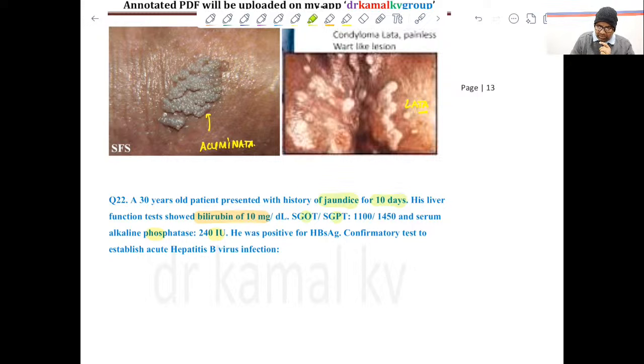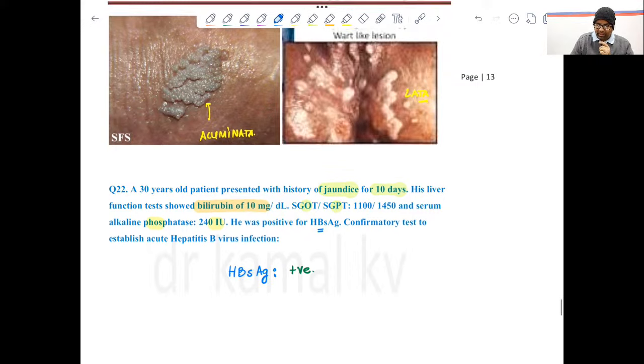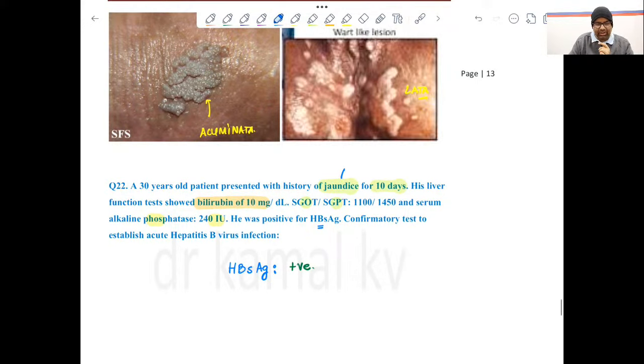Now the patient is positive for hepatitis B surface antigen. So this is positive. Clear? So this is confirmed that this patient is having hepatitis B infection. Clear? And that is evident by jaundice and raised liver enzymes and raised bilirubin as well. Now we want to establish acute hepatitis B virus infection.